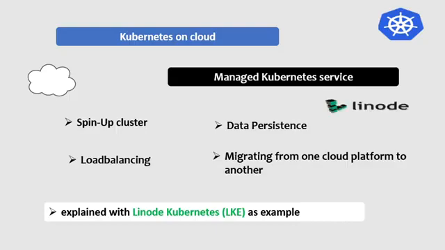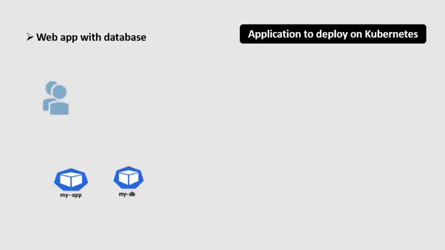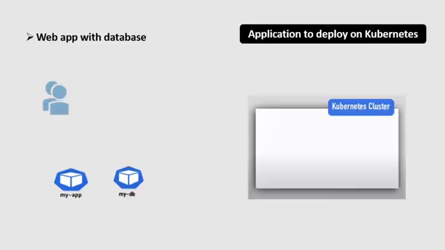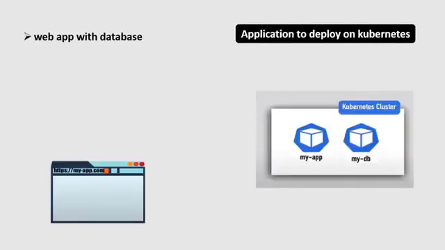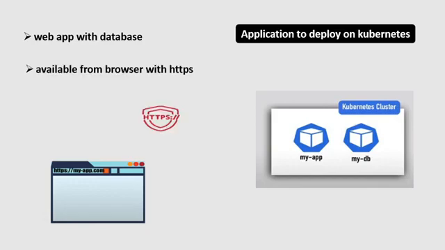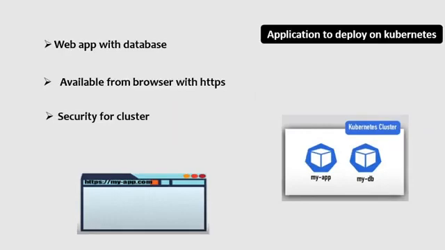Let's use it. So let's build a case where you and your team are developing a microservice application with a database that will be deployed in a Kubernetes cluster. You want your application to be available from a browser, with your domain name and a secure HTTPS connection. Plus you have some requirements like security for your whole cluster setup, of course, and data persistence for your database.